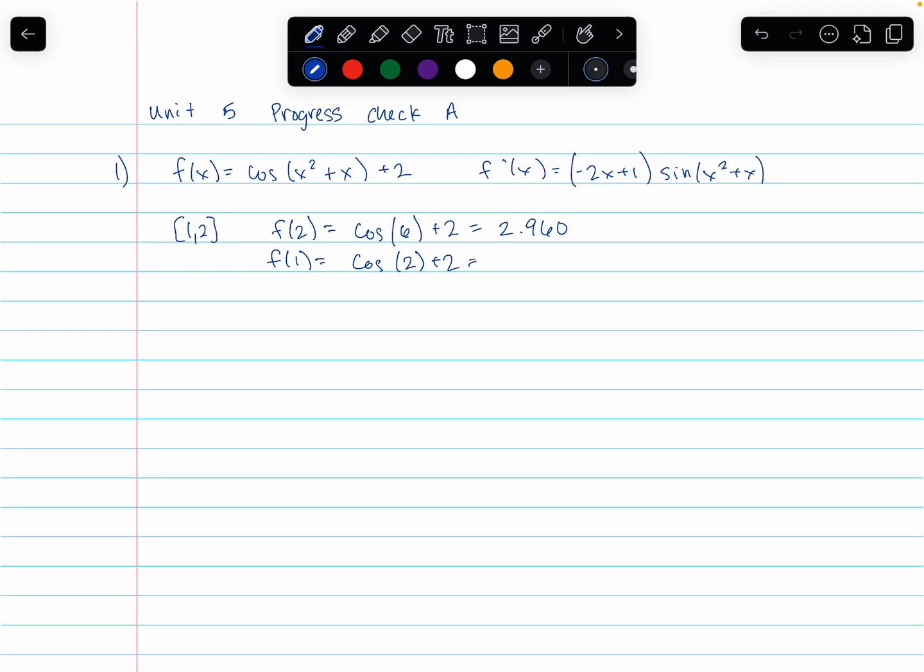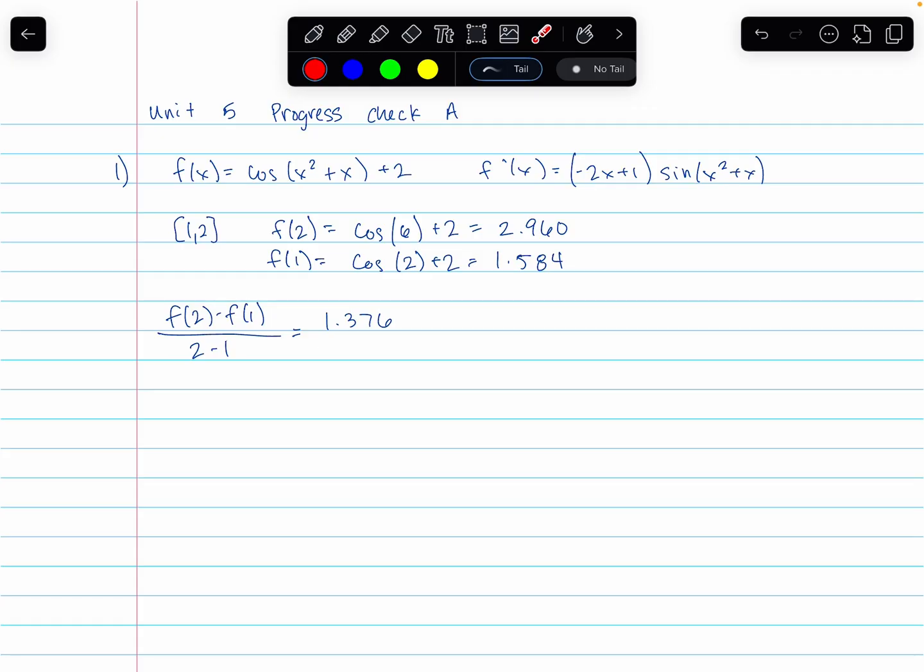So cosine 2 plus 2, and I got 1.584. As for the average rate of change, so f of 2 minus f of 1 over 2 minus 1. So let's do that right there. I'm going to take f of 2, which I have there, and subtract f of 1, and I got 1.376 as the average rate of change, and then it'll be divided by 1, so that's not going to change that part right there.